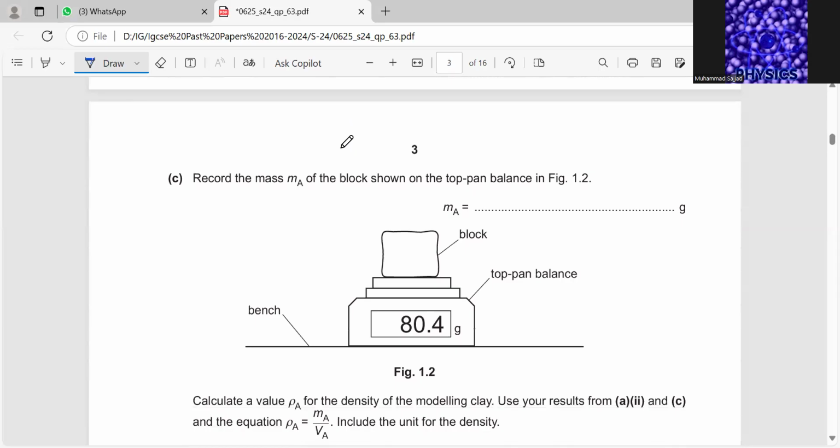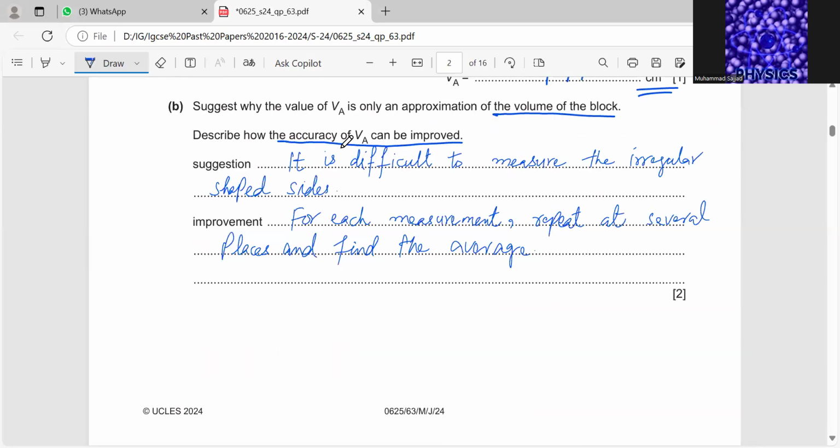Next, record the mass MA of the block shown on the top pan balance in figure 1.2. So the mass of this block is 80.4 gram. They did not mention here to the nearest gram or nearest 0.1 gram, so we will be writing it exactly as it is. So this is 80.4 grams.